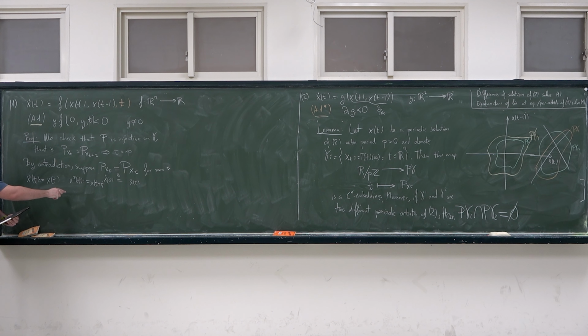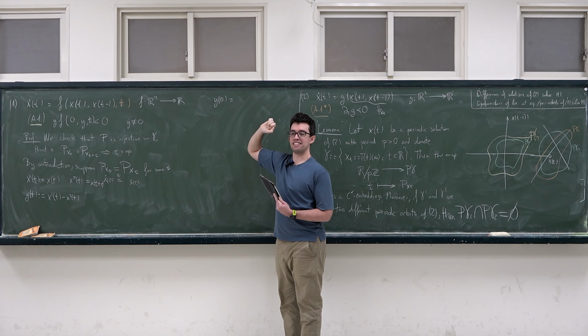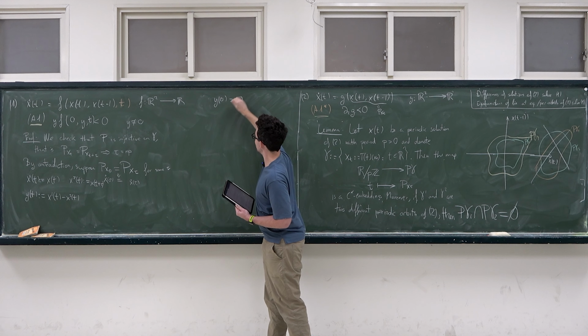So if I shift any solution by some time, this will still solve the differential equation, right? So now we look at y of t, the difference of solutions, x1(t) minus x2(t). And can anyone tell me what's happening at 0 for y of t? What does y of t look like at 0? What's y of 0? Yes, y of 0 is 0.